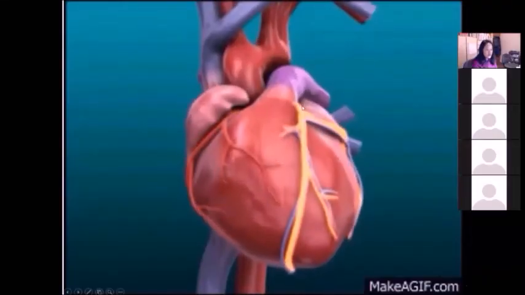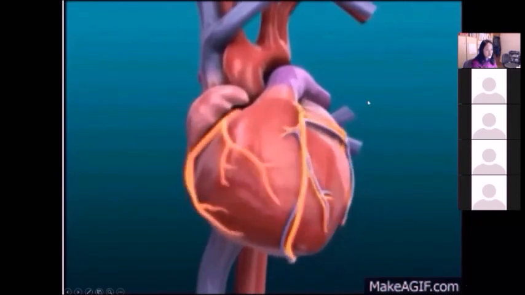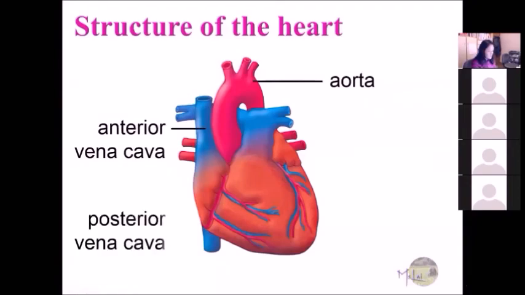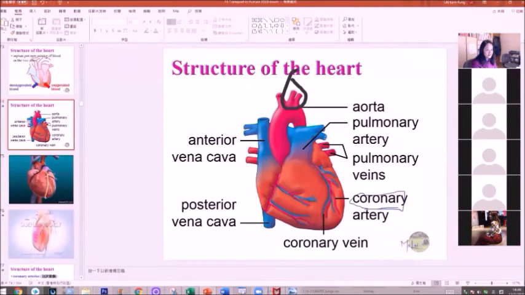These are the coronary arteries. They branch from the aorta. This is the first branch from the aorta. Can you now try to circle which blood vessels supply oxygen to the heart? Most of you got it correct.